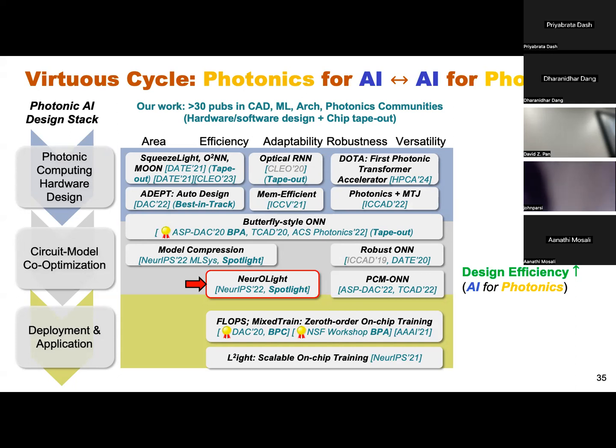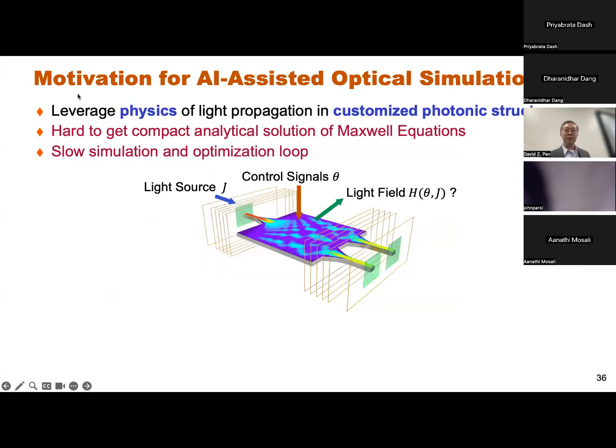However, if you can use AI to help you speed up that process, that's our idea here. So we can leverage the physics, and essentially we can have AI-assisted optical simulation. Because one of the very basic things underneath, when you need to do this, you have to use a numerical or some kind of very detailed simulator. Our idea is that running those simulators can be very, very slow.